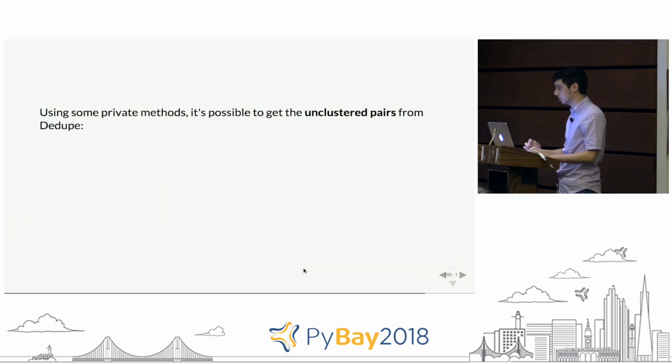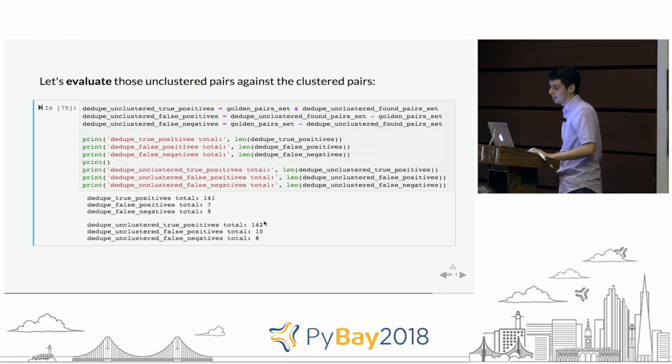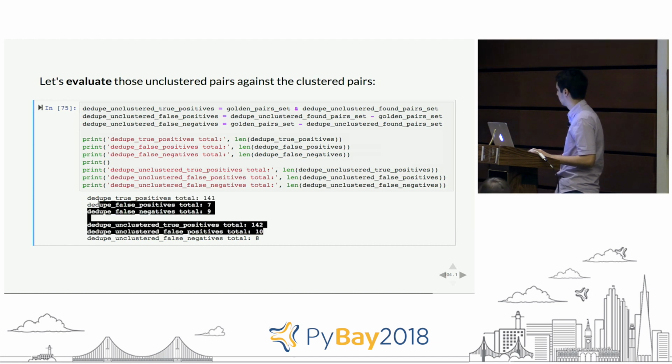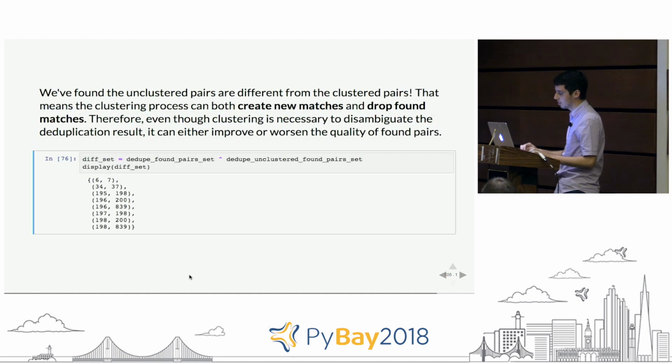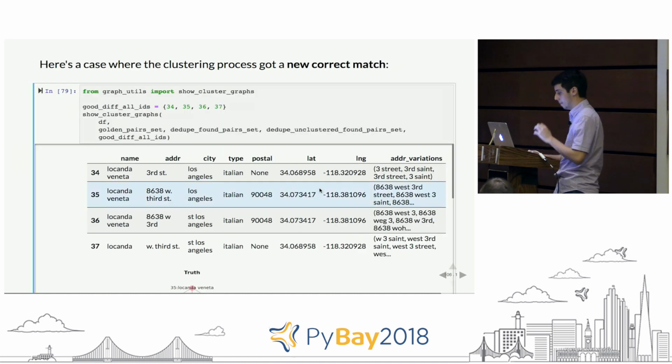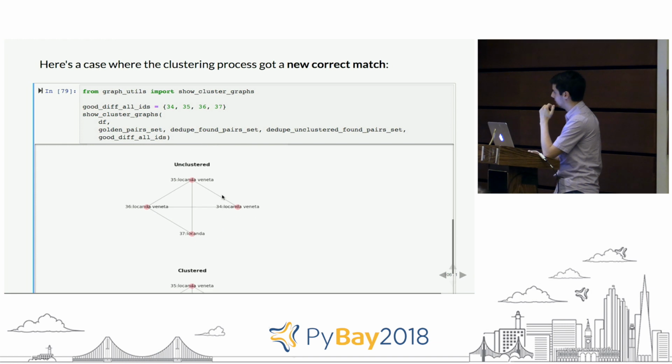Using some private methods, I have to go fast here, you can get the unclustered pairs from the dedupe. And by doing that, you check that the unclustered pairs are different from the clustered pairs. Okay? And if you look graphically, you see what happened. The truth is this one, okay? Everything matches here. When you get the unclustered pairs, you get this. Doesn't make sense. You have to connect this, or you have to separate in some other way.